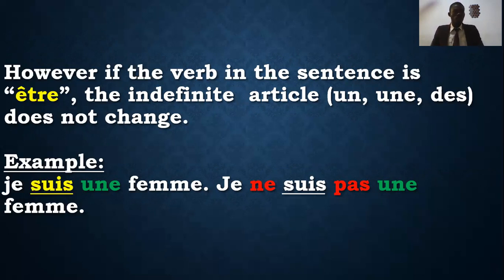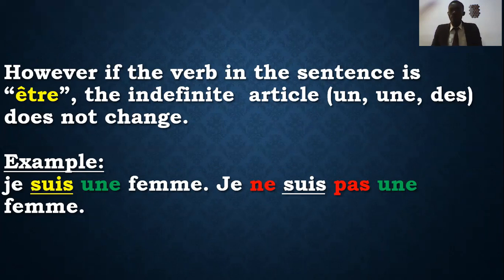This is one example. Je suis une femme. I am a woman. Une is the indefinite article in green. Suis is the verb être. It's in yellow and it's a verb, so it must be underlined. So our negative sentence is now, the arrow is supposed to be in the middle, so you make sure you do that. Je ne suis pas une femme. I am not a woman.